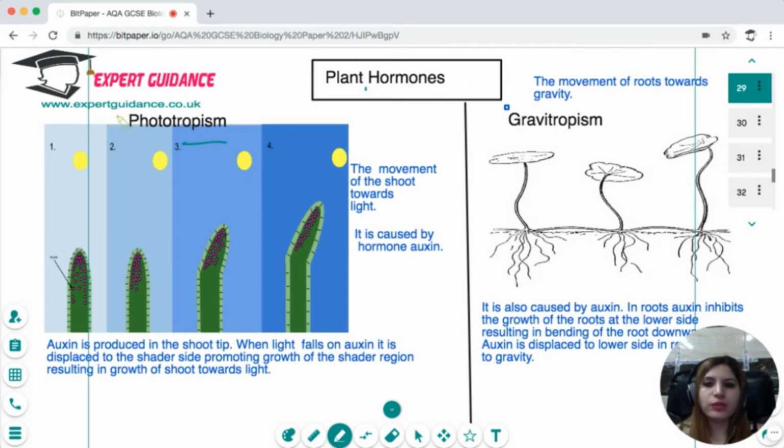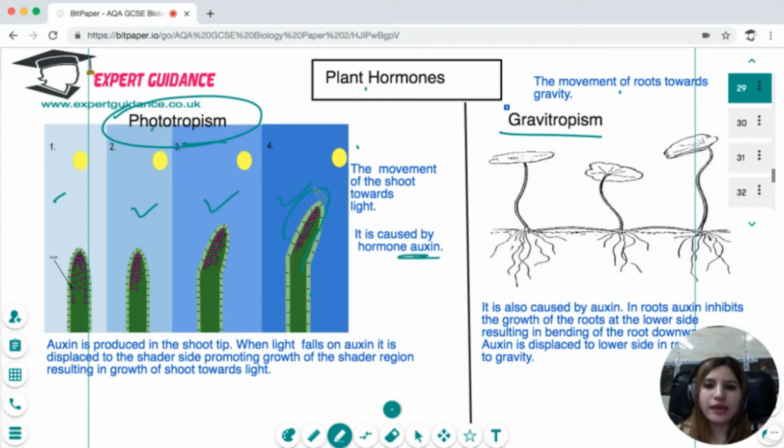There are two important movements that we see in plants: phototropism, where the shoot moves towards light. You can see in this example, the shoot is moving towards light. And there's gravitotropism, where the root moves towards gravity. Now, why does the shoot move towards light?